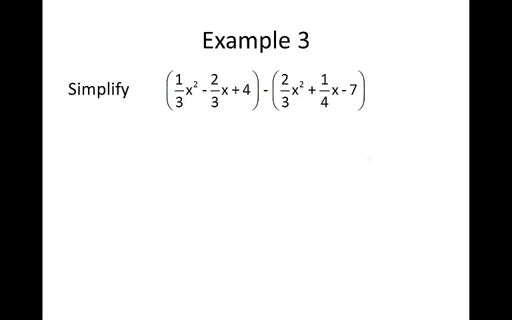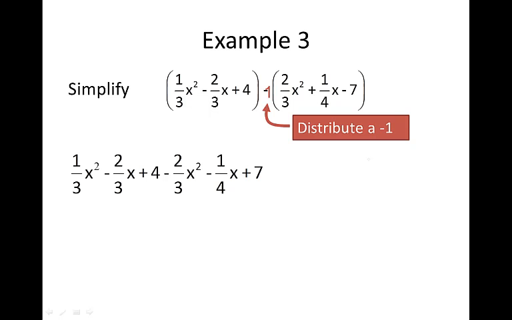Okay, try this one. Simplify 1/3 x squared minus 2/3 x plus 4, close parentheses, and then minus, open parentheses, 2/3 x squared plus 1/4 x minus 7. Pause the video here. I know we got fractions, but we can deal with them. Alright, welcome back. So, distribute the negative 1 through and clear the parentheses.